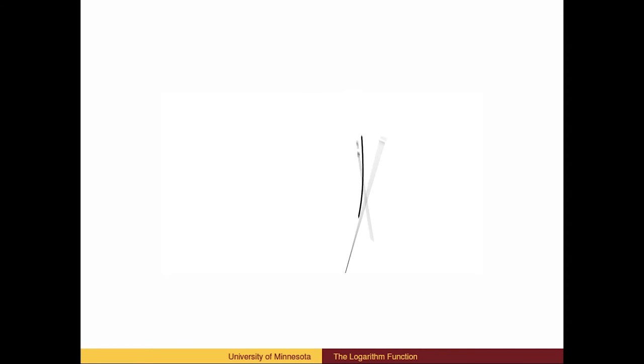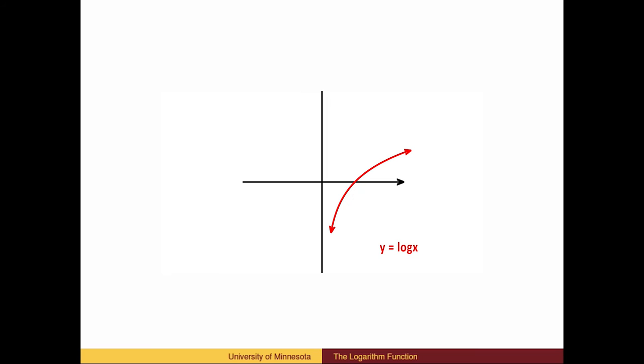We now wish to find an inverse to the exponential function. That is, we wish to find a function which has as its input various powers of 10, and has as its output the exponent. This inverse to the exponential function is called the logarithm function. In this case, since the base of the exponential function was 10, we call this the base 10 logarithm.